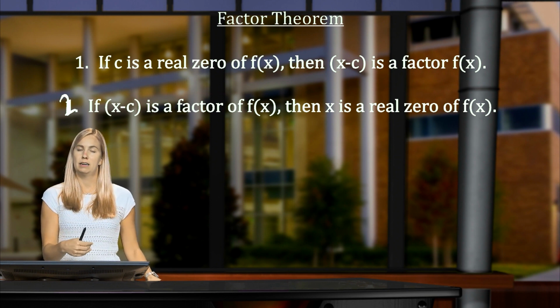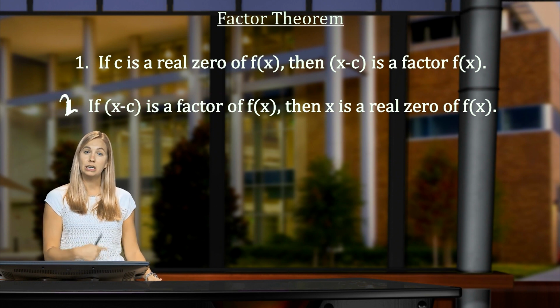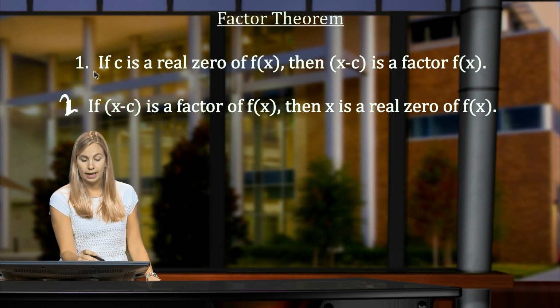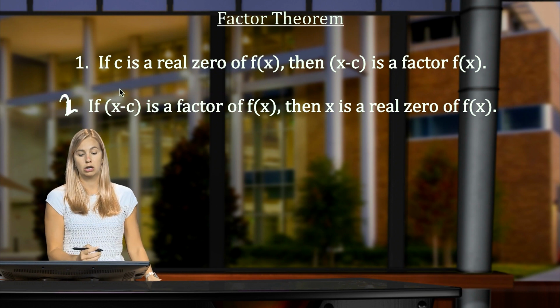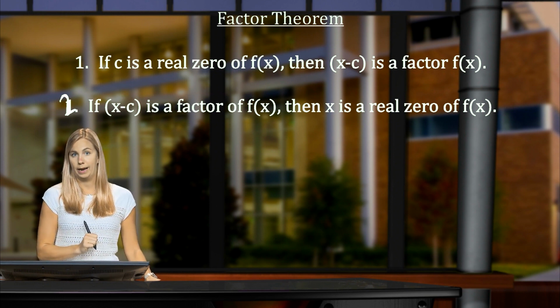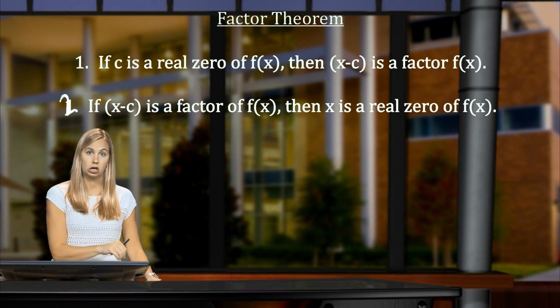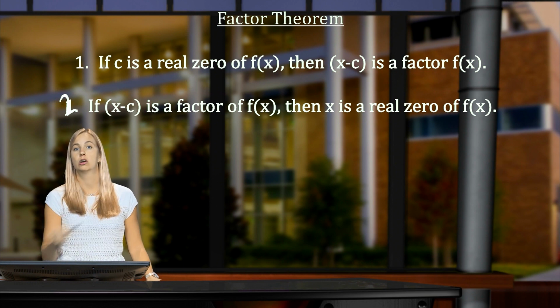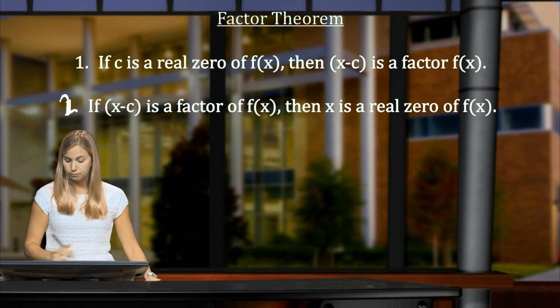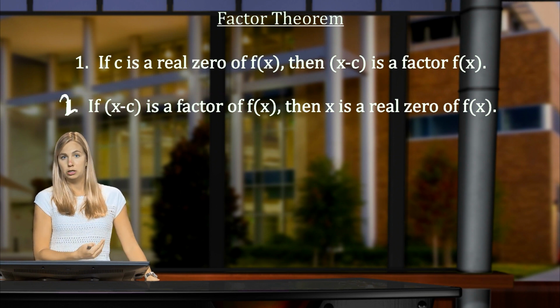We look at this and in our brains we think these two statements say the exact same thing, but they really don't. The first one is saying that if you know that we have a real zero of c, then you know you've got a given factor x minus c. The second statement is saying that if you know you've got a factor, then that also indicates that you have a real zero. The two statements are not always guaranteed to be true.